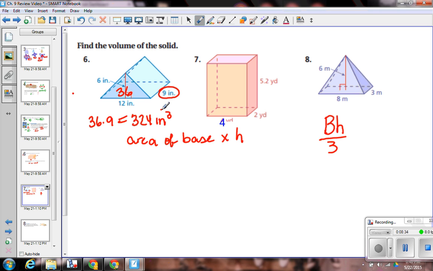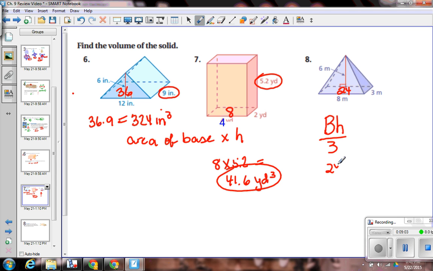Okay, and for our rectangular prism, the area of our base is 8, and we're multiplying that by 5.2. So 8 times 5.2 gives us 41.6 cubic yards. And for our square pyramid, we have the area of our base as 24, and our height is 6. So 24 times 6, and we have to divide that by 3, and we end up with 48 cubic meters.